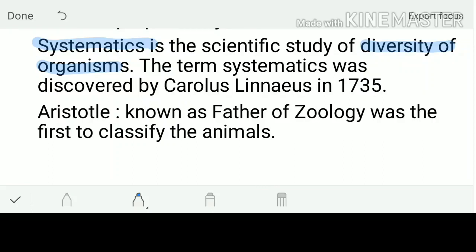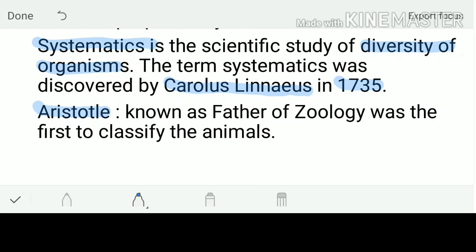Now this word was given by none other than the father of binomial nomenclature, one of the most important scientists of all time in the field of biology. He is Carolus Linnaeus. He gave this term in 1735. Please do remember this.